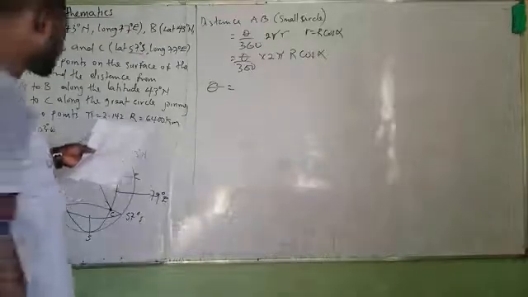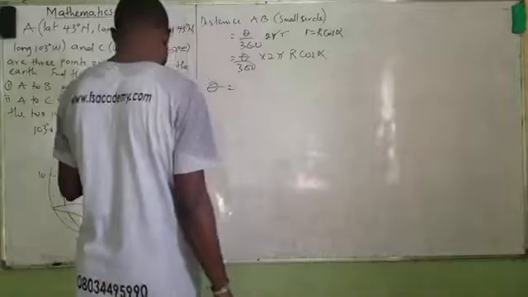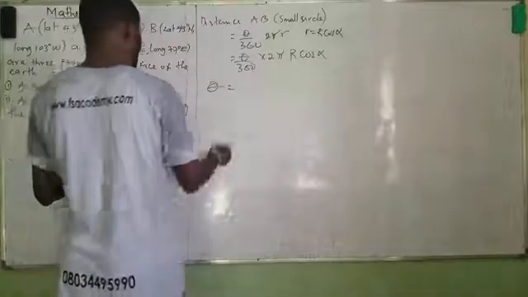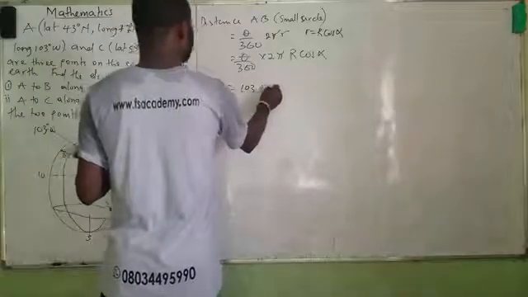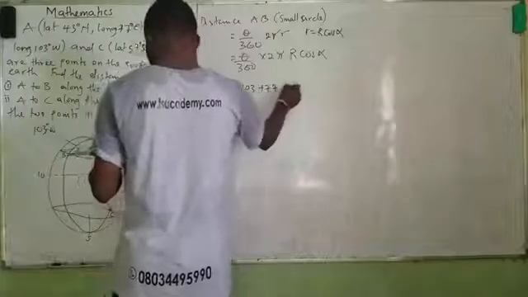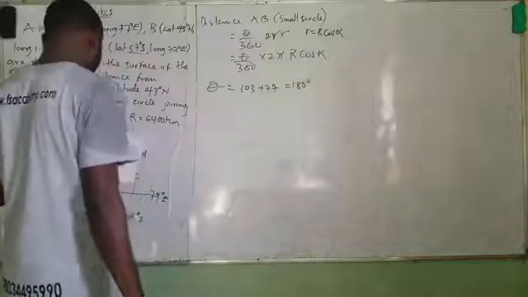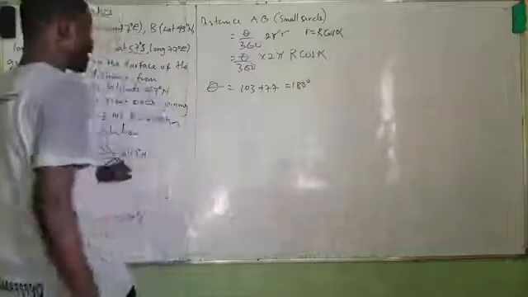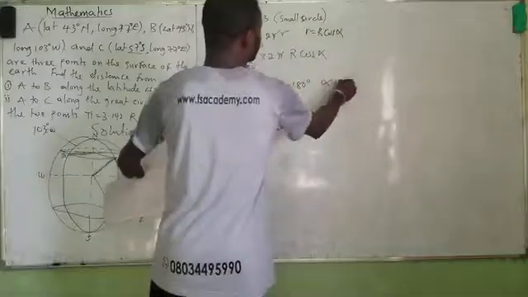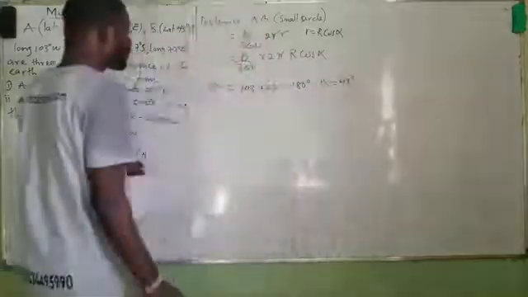It will be 79. Now I'm making 103 plus 77, which gives 180 degrees. Now, what will be my alpha? My alpha will be 43 degrees.